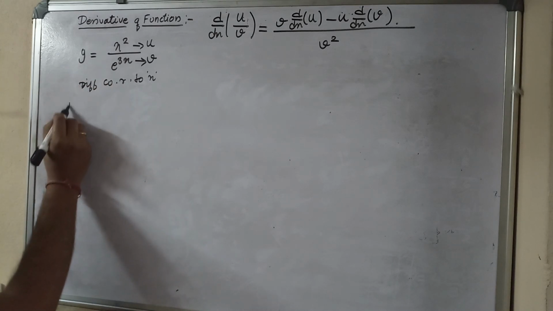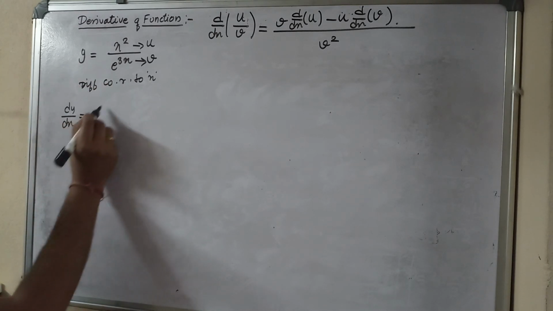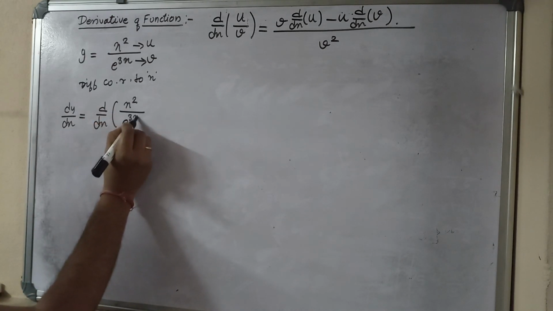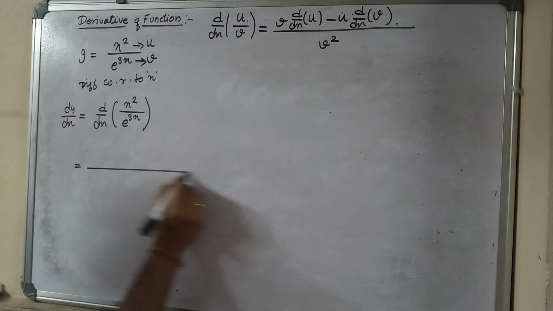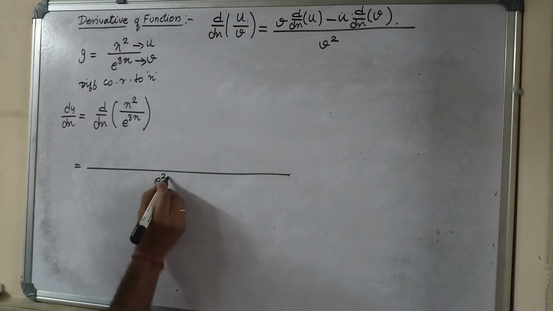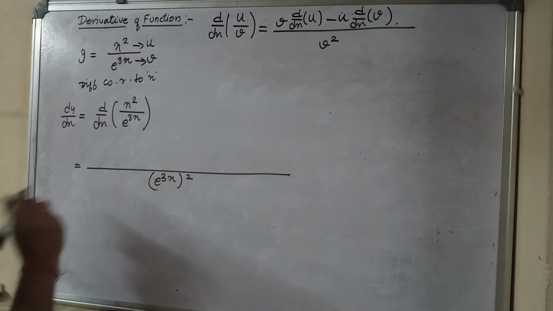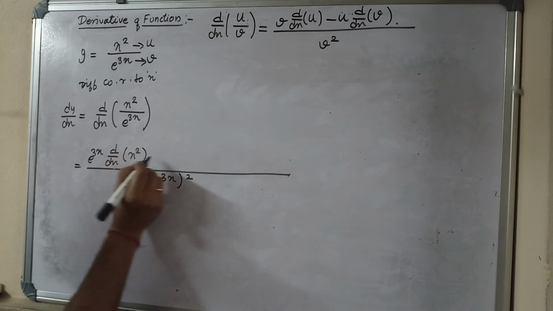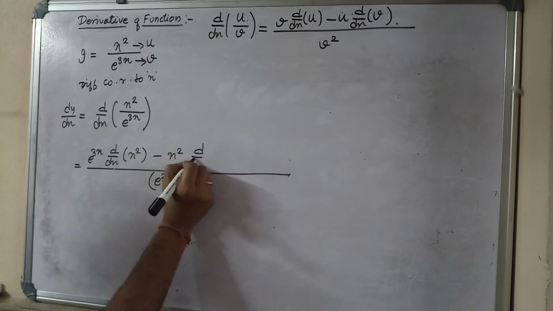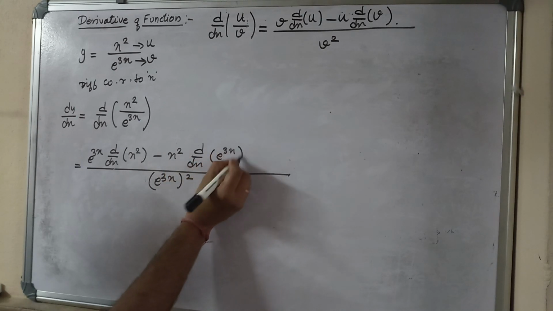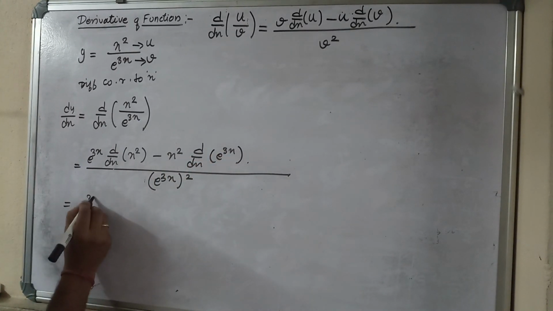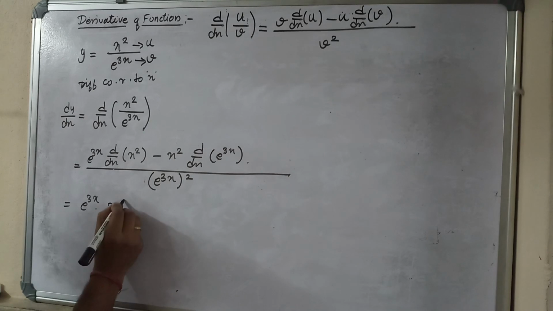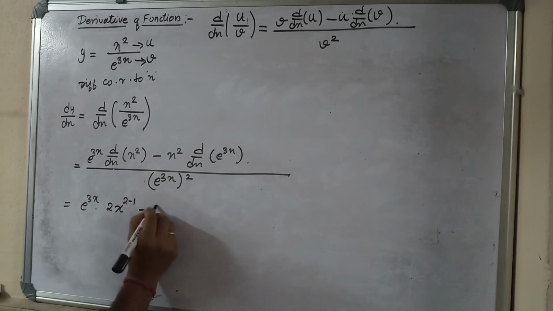Differentiating y with respect to x, dy upon dx equals dy/dx of x square over e to the power 3x. Use u upon v: v square, then v dy/dx of u minus u dy/dx of v. Derivative of x square, by the x to the power n formula, is n x to the power n minus 1, minus x square.